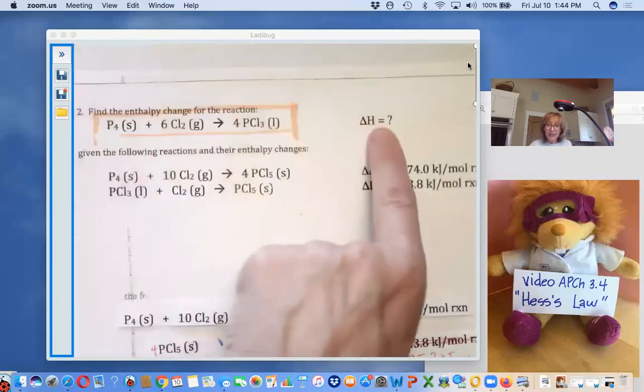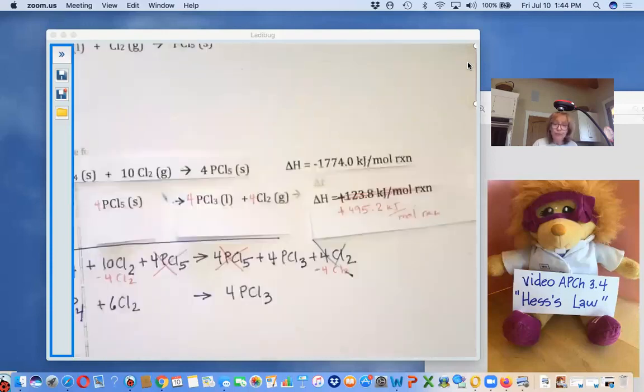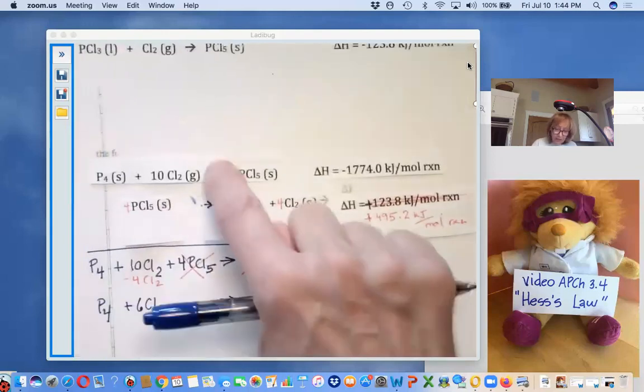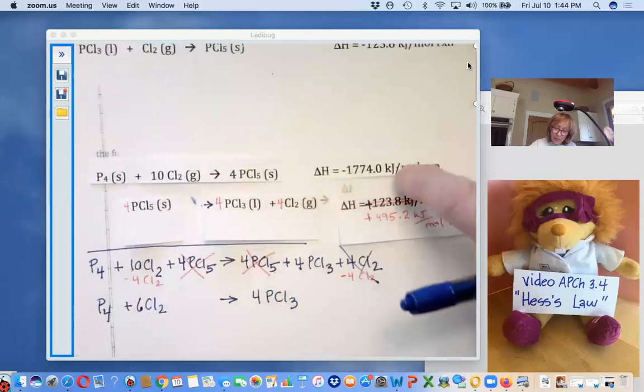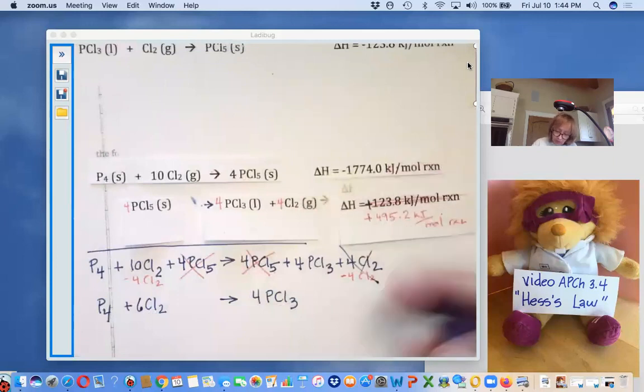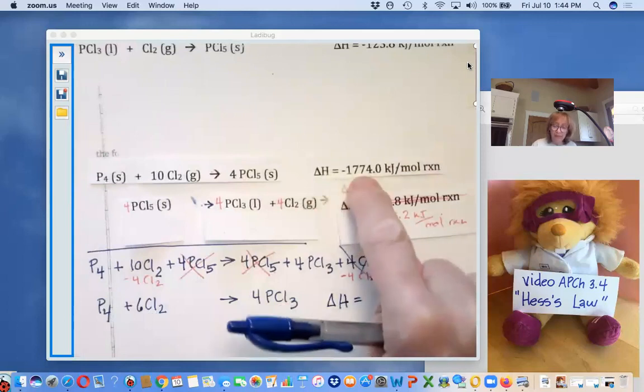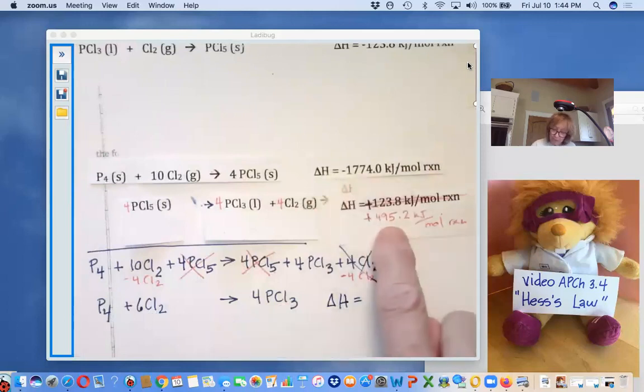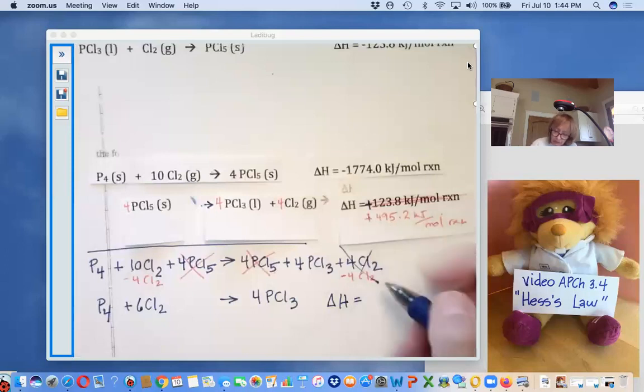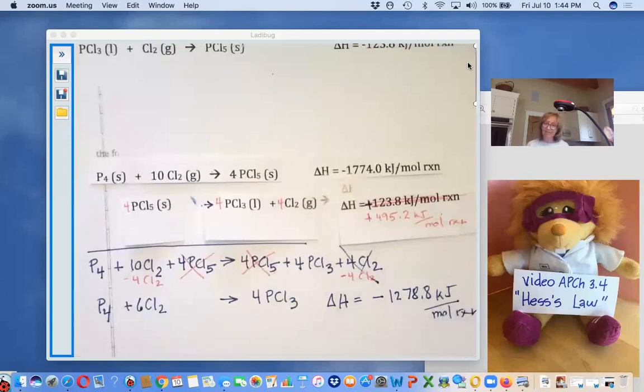So what is the delta H for the target equation? I added these two equations together. Now I'm going to add these two delta H's together. Negative 1774 plus positive 1495.2 is a net sum of negative 1278.8 kilojoules per mole reaction. All right, are you getting the hang of it? Let's do a third.